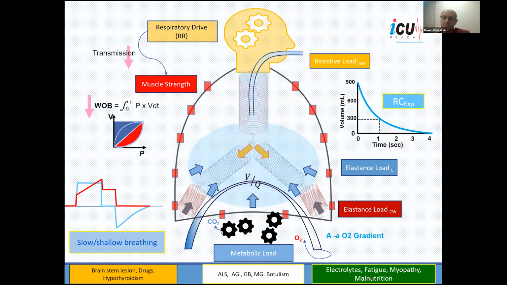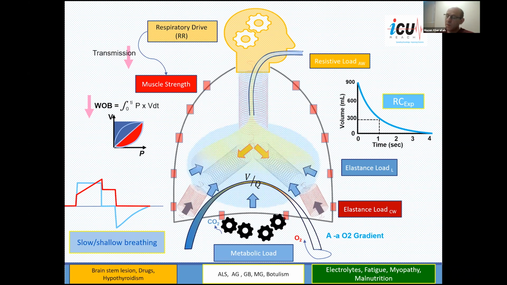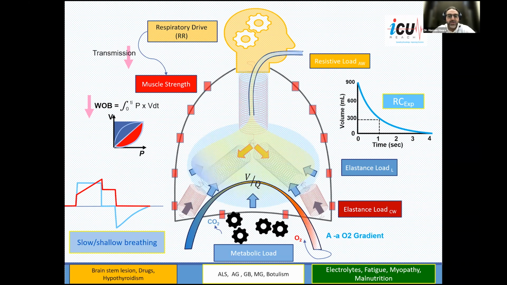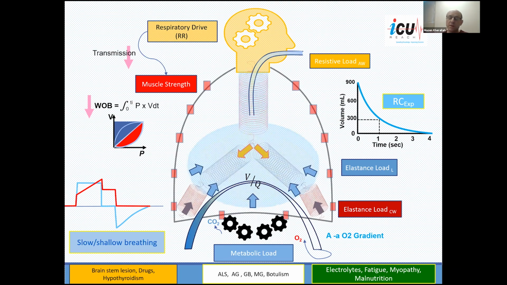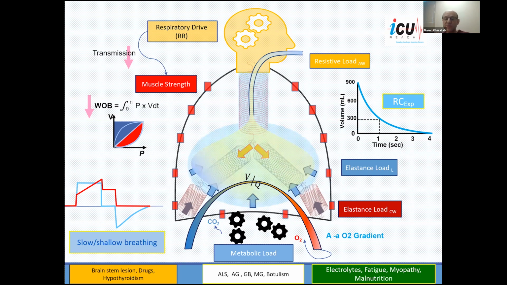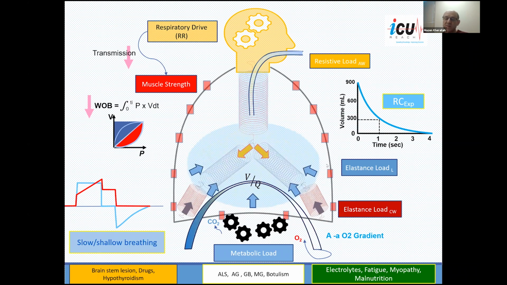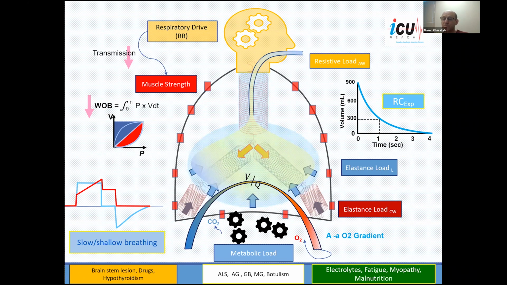Indeed. Any other questions? So we were talking before we started the session, Mazen, about the use of esophageal manometer. Do you think we can utilize this tool to differentiate between the different elastance load problems? I think that's the main benefit of esophageal pressure monitoring, that we would be able to assess whether the elastic load is because of the chest wall versus the lungs.